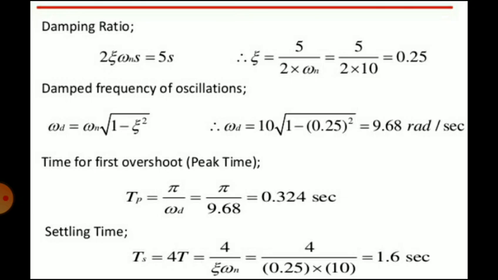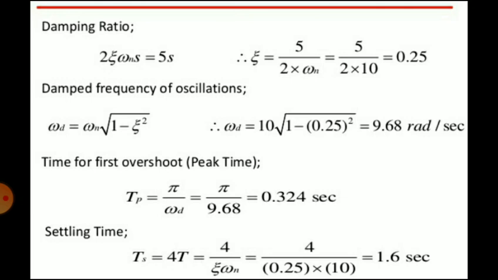Now the damped frequency of oscillations, omega d. The formula is omega d equal to omega n under root 1 minus zeta square. Therefore omega d, after simplification, you will get 9.68 radian per second. Now time for first overshoot, that is the peak time Tp, that you have to find out. You know the formula, Tp equal to pi upon omega d. You will get 0.324 second. And settling time, Ts equal to 4 upon zeta omega n, you will get 1.6 seconds.